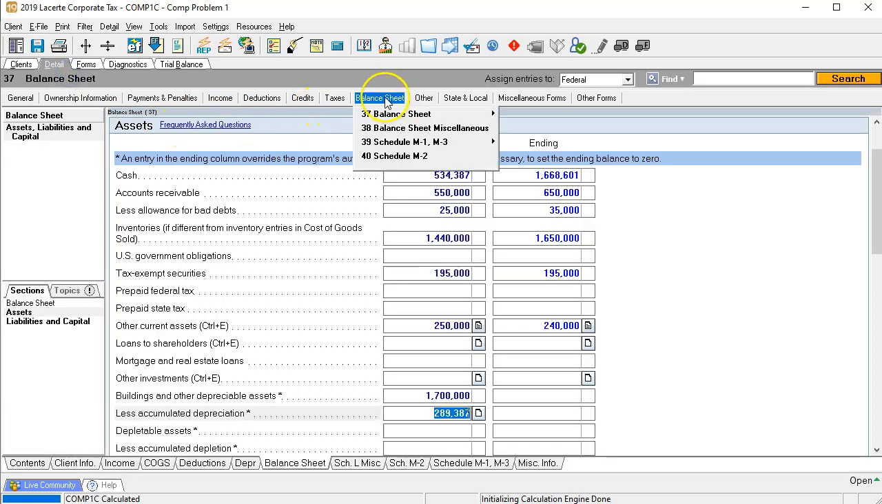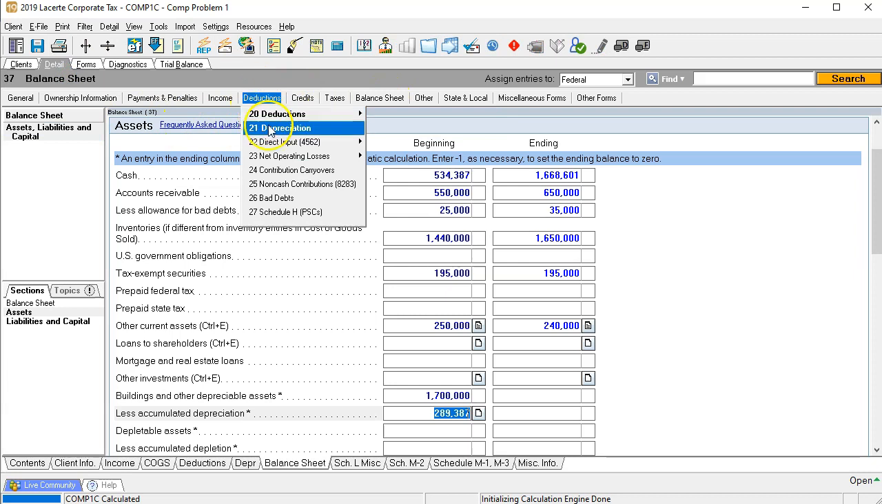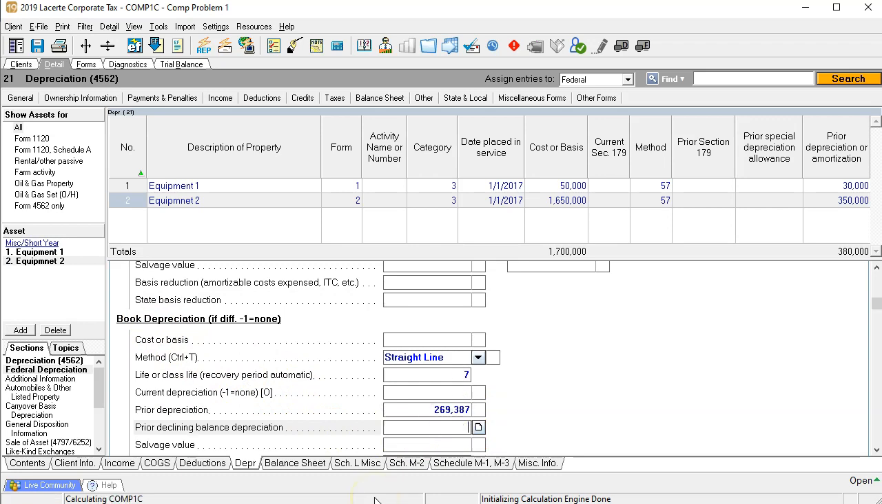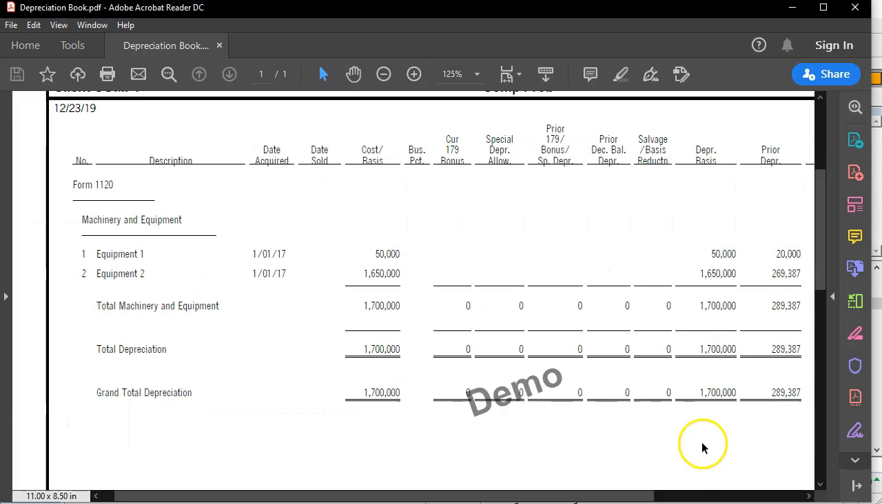We're going to go into the deductions. Depreciation, it's going to be the second piece of equipment. I'm going to scroll down to the prior year book depreciation, and it shouldn't be 289, but 269. So it should be 269,387 as shown here, 269,387. All right, I think that's okay now.